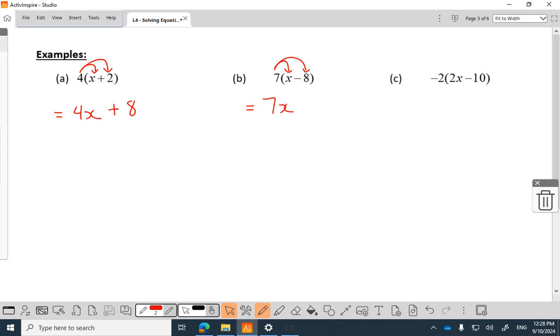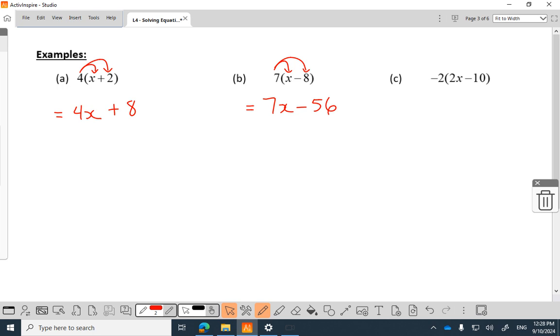7 times negative 8. Does anyone have their calculator? You got it? Good for you. You didn't use a calculator. I just know 7 times 8 is 56 because 5, 6, 7, 8. Oh, that's a clever way to remember that. That's a good one.